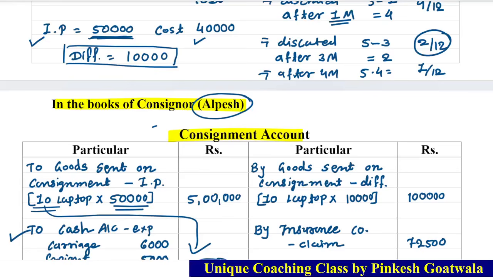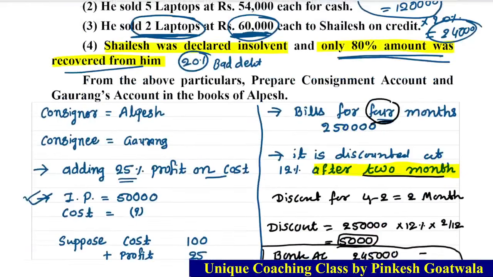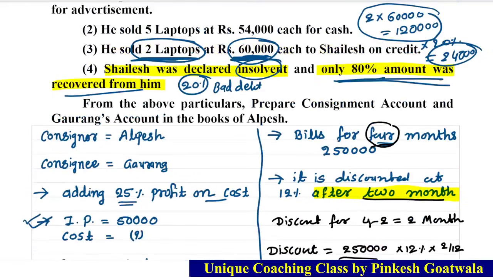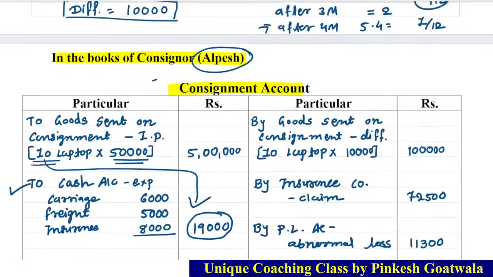Now the question, how? It is clearly told in the question that Silas was insolvent, he paid only 80%, so 20% bad debt has occurred, a bad debt of 24,000. Okay, in the business there is a 24,000 loss, but remember this loss is not suffered by consigner Alpesh. Why? This loss would be suffered by the consignee. The consignee will have to bear this bad debt, this loss.